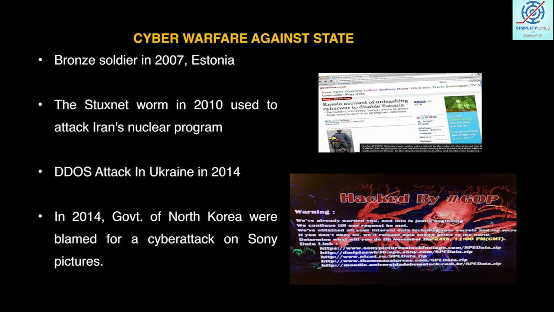One such example is the Bronze Soldier attack in 2007 on Estonia. Bronze Soldier is basically a particular statue of a soldier in Estonia, and this is the name given to the cyber attack. It was alleged that Russia did this attack, particularly at the parliament, ministries, banks and media of Estonia. So this is one of the examples from 2007, way back.